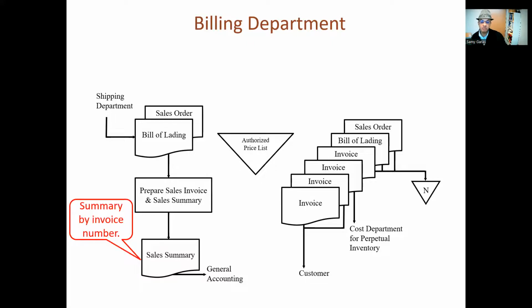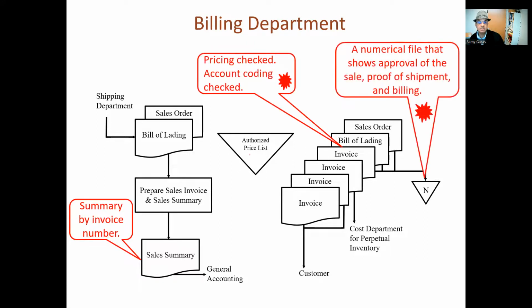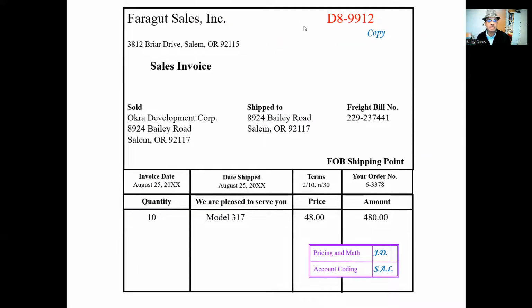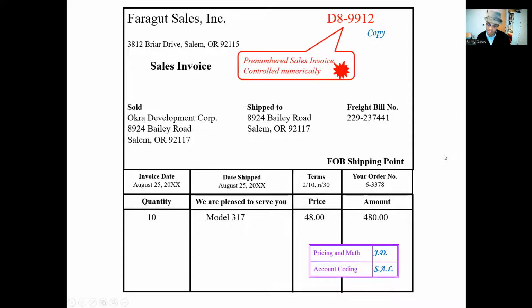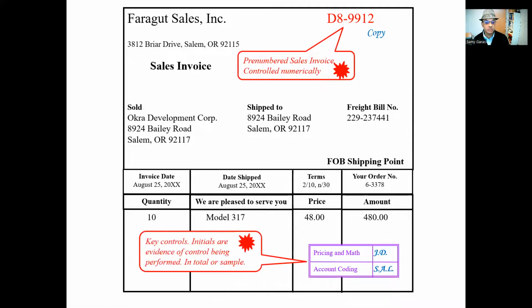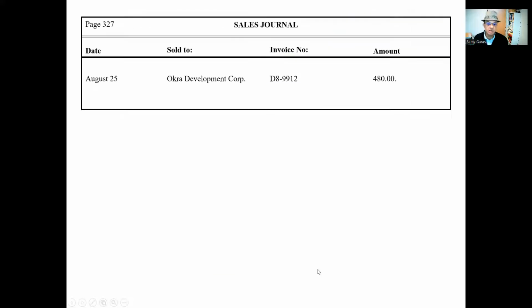Okay, and here we make summary for all the sales, and the pricing, of course, should be checked, and numerical number for any missing invoice. So here is a simple copy of the sales invoice that shows that the sales invoice has serial number, and it's also initialed for the pricing, that it's correct, all the prices, and the account is correct.